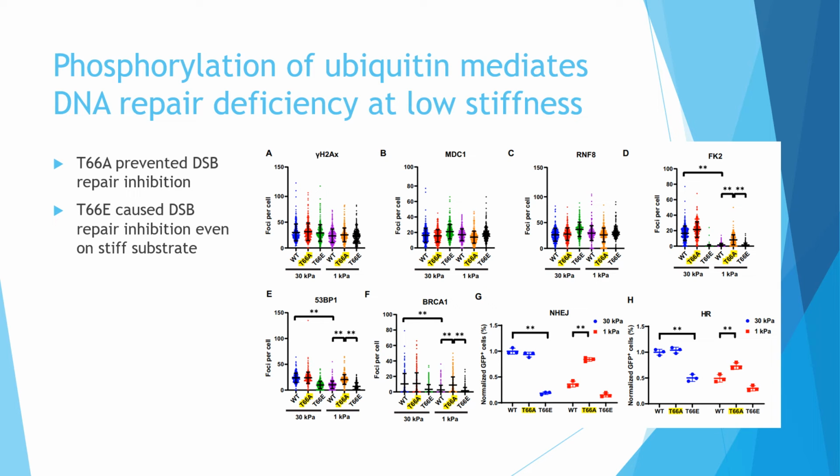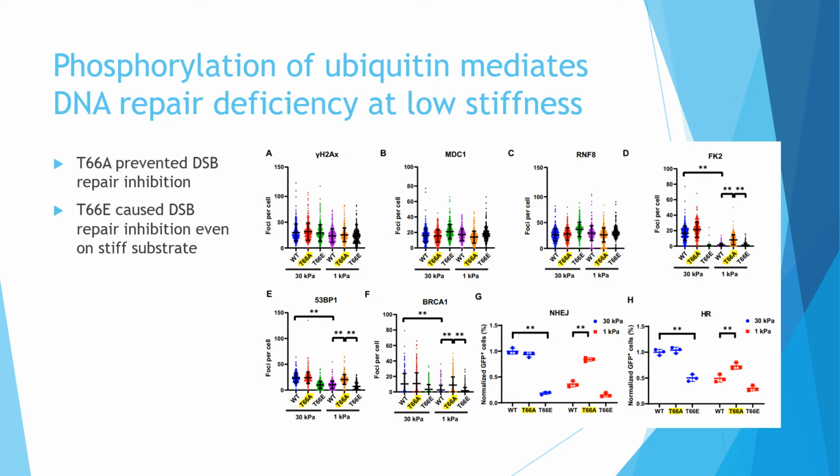And so then to bring all these findings together, the researchers used those engineered cells, T66A and T66E, as well as the wild types, and they cultured them on stiff substrates at 30 kPa or 1 kPa for the much less stiff substrates. And what they found, which is really interesting, was that at FK2, again at that step where we first see any differences across all substrates, the T66E cells had significantly lower levels, so had inhibited double-strand break repair for the soft substrate and the stiff substrate.